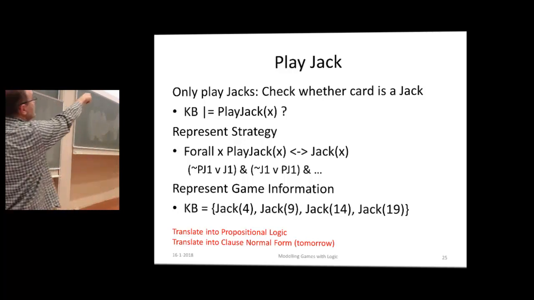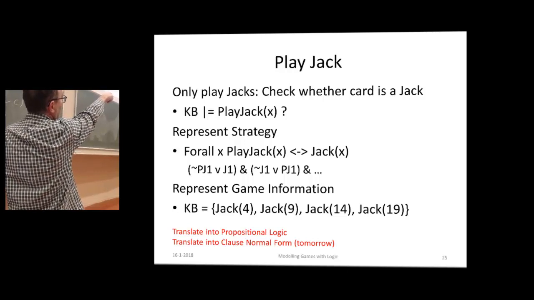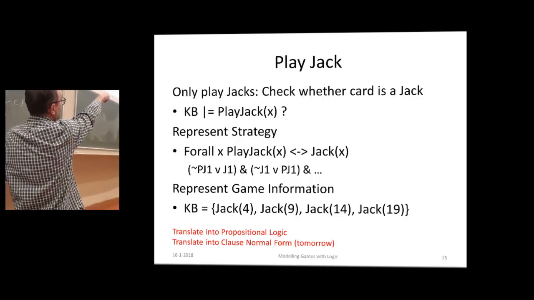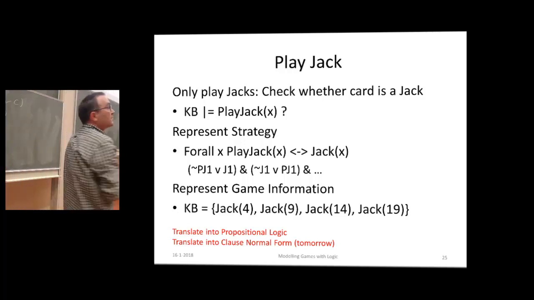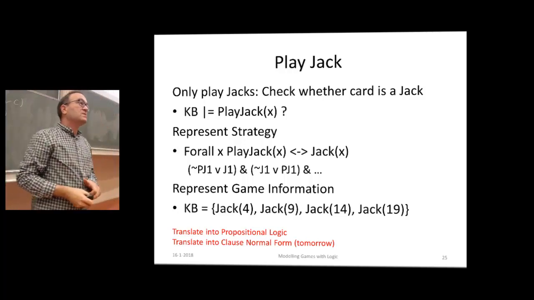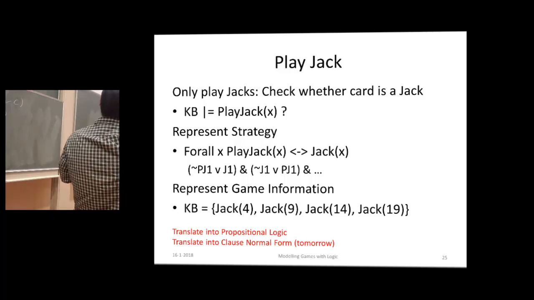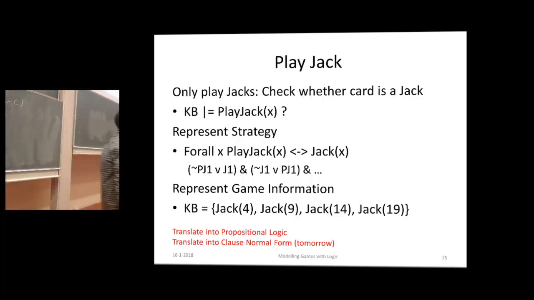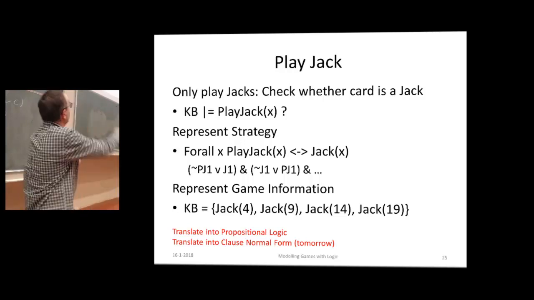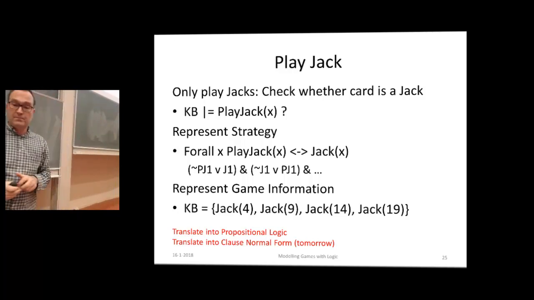And this is the representation of the one direction. So if you have a play jack, then it must be a jack. And this is the other direction. If it's a jack, then you must apply the strategy. So it's both directions represented in propositional logic, and you have to do that for 20 cards. So you want to write a quick script that just writes this statement 20 times in order to translate this statement into a propositional logic formula.